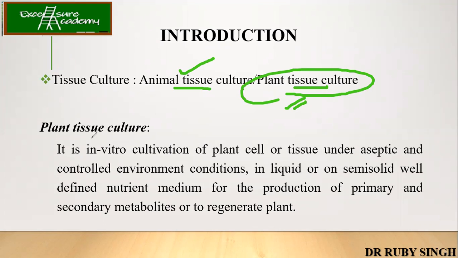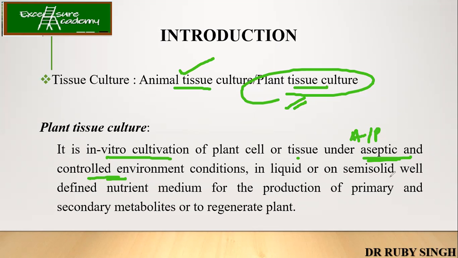Okay, so what is plant tissue culture? It is the in vitro cultivation of plant cells or tissue under aseptic and controlled environment conditions. Always keep this in mind, because this is important. Whether it is animal tissue culture or plant tissue culture, you always need aseptic, controlled environment conditions.